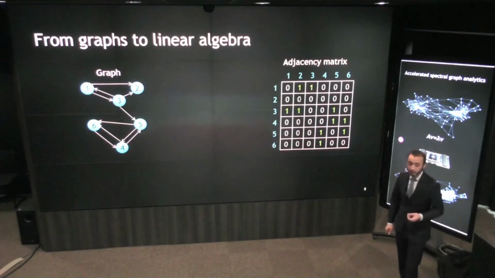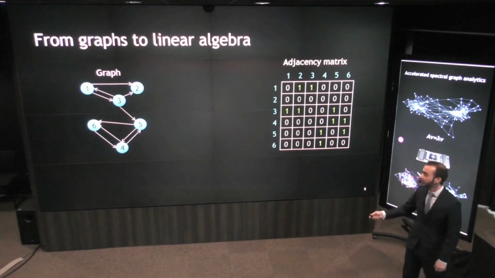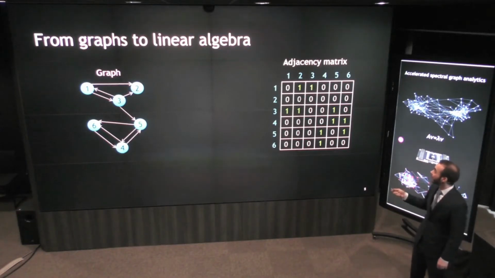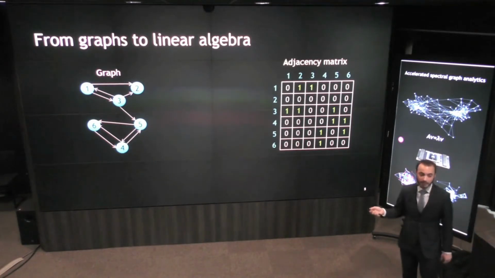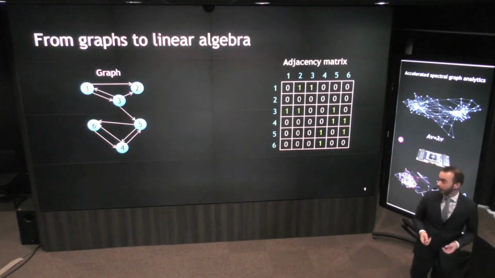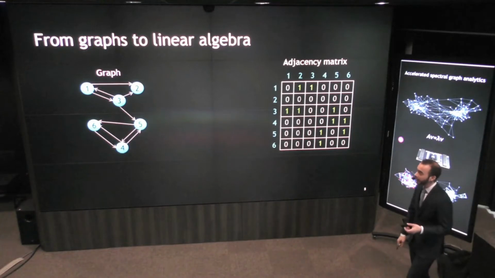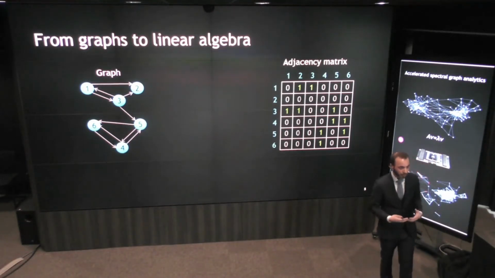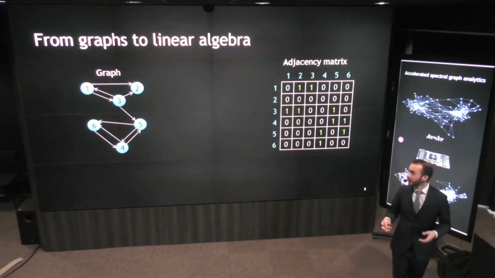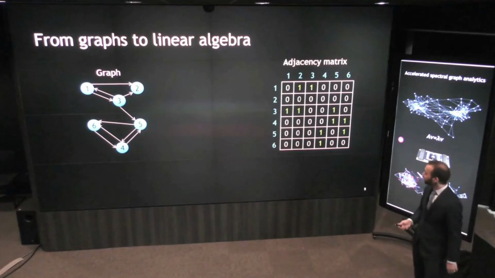Now how do we go from graph to linear algebra? Here is a smaller graph for the example, and we will build an adjacency matrix, which is simply 1 if there is a connection from node X to node Y, and 0 otherwise. In practice, graphs are very large and very sparse because each vertex will be connected to a small fraction of the network. If you think of a social network, for example, you might have billions of persons in this network, but you are usually connected to 100 or 200 people.